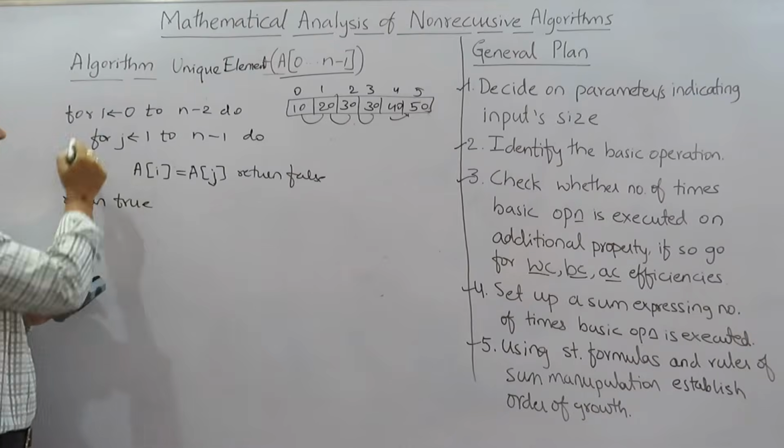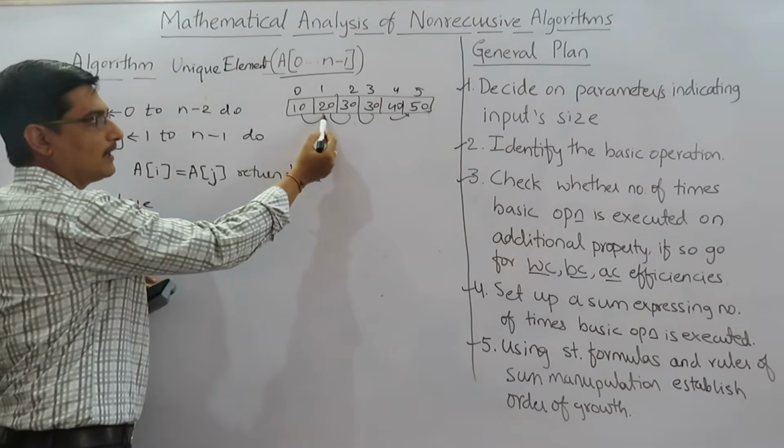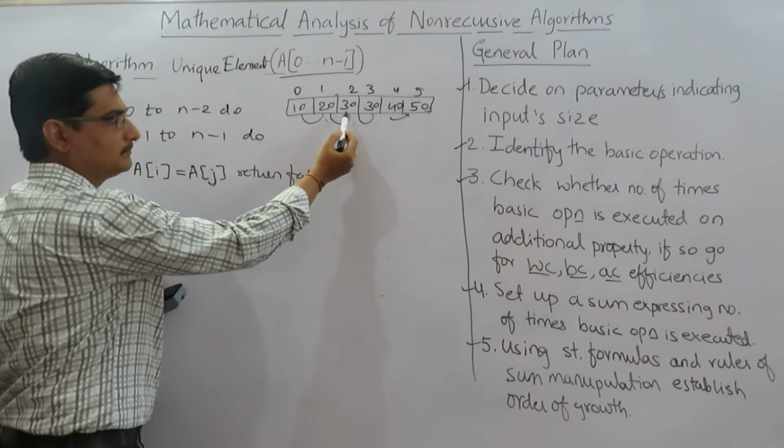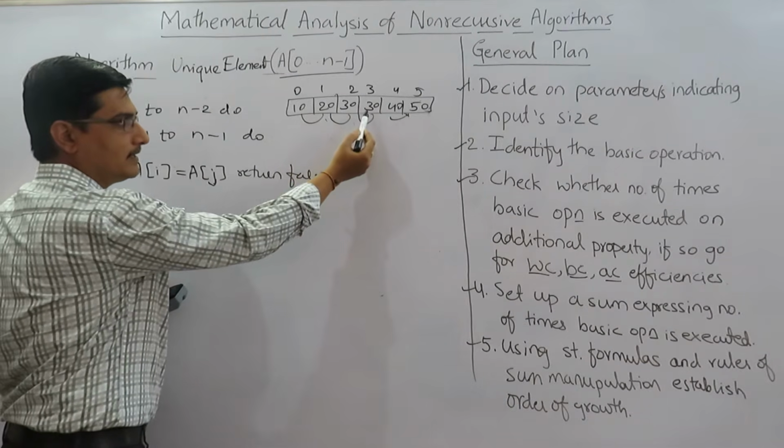In the next iteration, i is incremented. Now i is equal to 1, j is equal to 2. These two are compared. No, they are not equal. 20 and 30 are compared.